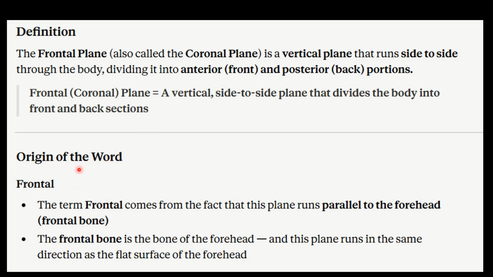Now if we look at the origin of the word, it is quite simple. The term frontal comes from the fact that this plane runs parallel to the forehead, the frontal bone, and that is why we refer to it as frontal, because the frontal bone is the bone of the forehead, and this plane runs in the same direction as the flat surface of the forehead.